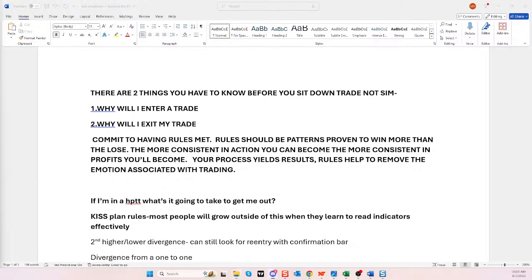Because the rules have been proven to win more than they lose, and the rules have been designed to give you a statistical advantage. And the rules are the process, and the process yields results. And the rules are going to keep you from that emotional trading. You're going to become robotic. Either my rules are met or they're not, and you're going to do your best to keep the emotions out.